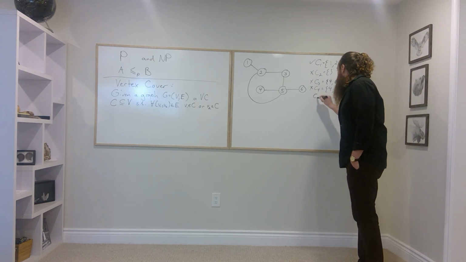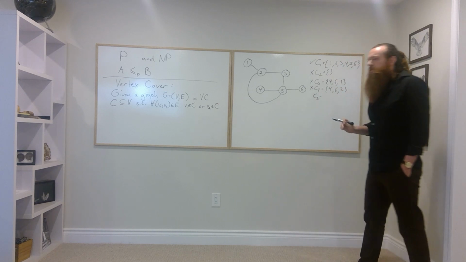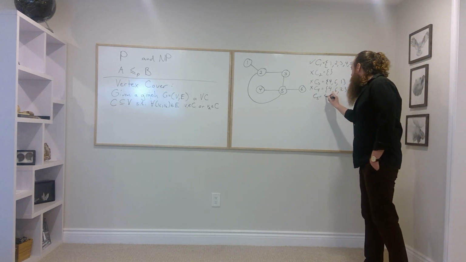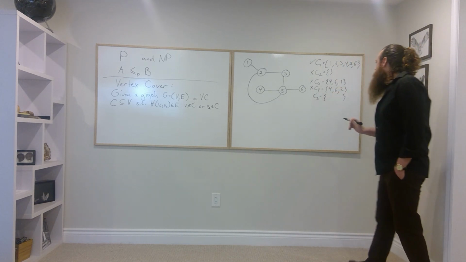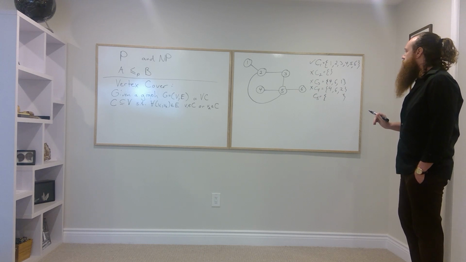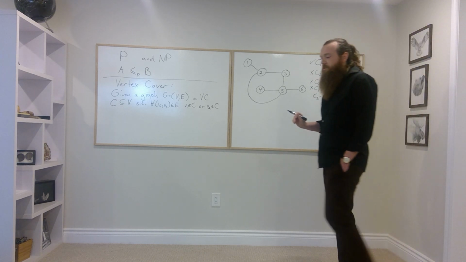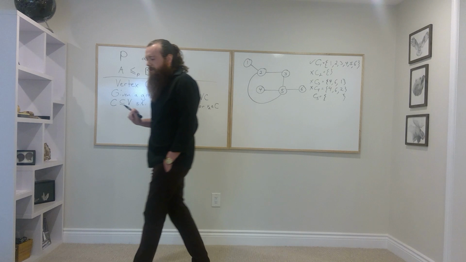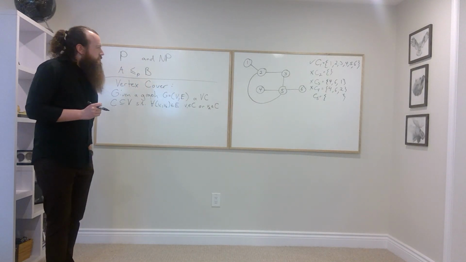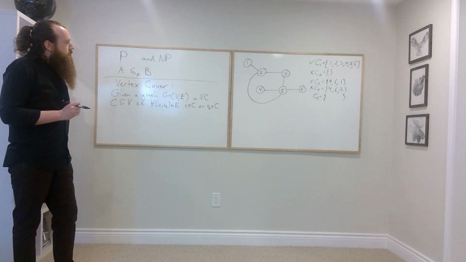And what I'm going to have you guys do now is see if you can come up with the smallest possible vertex cover for this particular graph. Take a moment, look at it. Does there exist a vertex cover of size 3, size 4, 5, 2, 1?